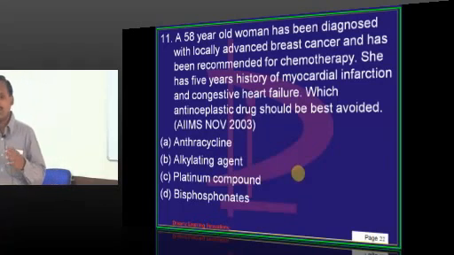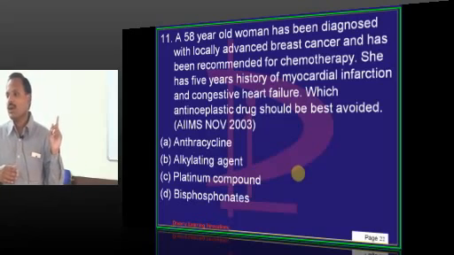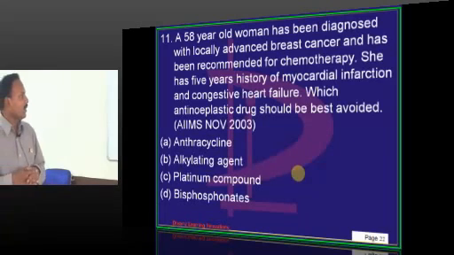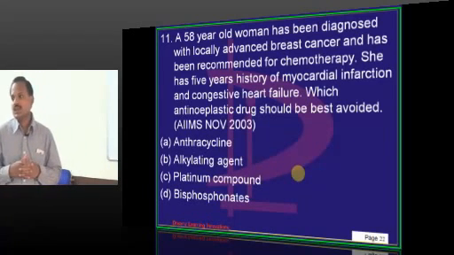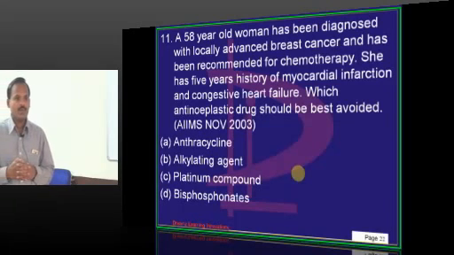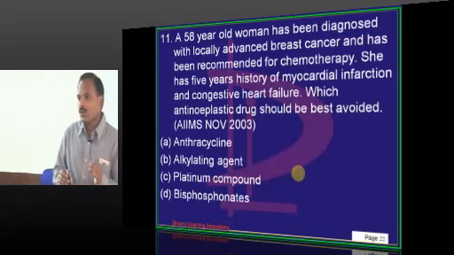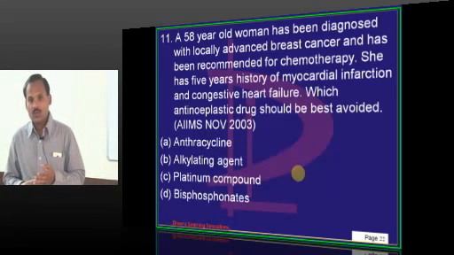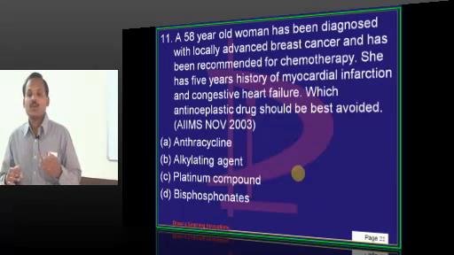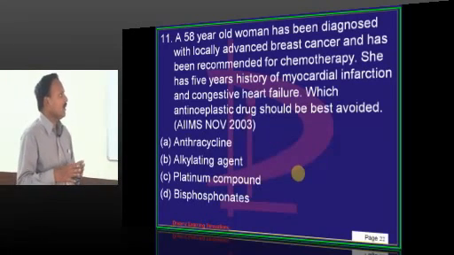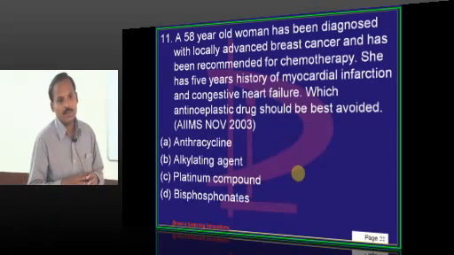The drugs which generate free oxygen radicals and not only kill cancer cells, but also go and destroy the myocardial fibers in the heart are the anthracycline antibiotics. The anthracycline antibiotics are doxorubicin, daunorubicin, idarubicin and mitoxantrone. But out of these, doxorubicin, daunorubicin and idarubicin all have cardiotoxic potential. Mitoxantrone has the least cardiotoxic potential. So, that you should remember. The anthracycline antibiotic which does not have much cardiotoxic potential is mitoxantrone.